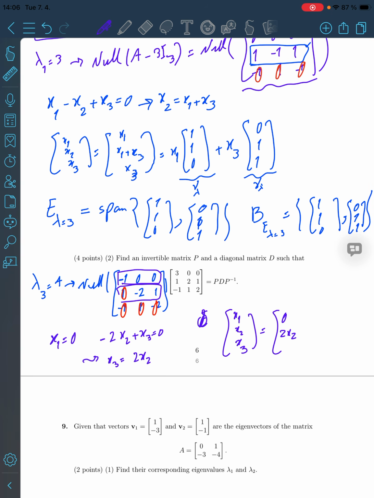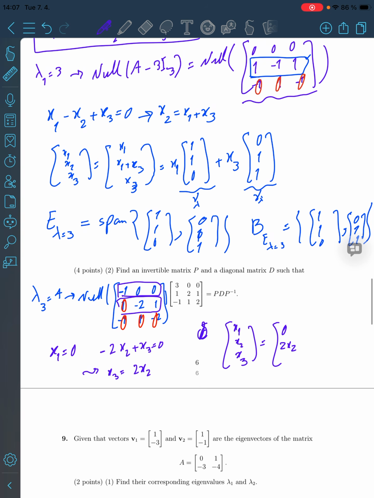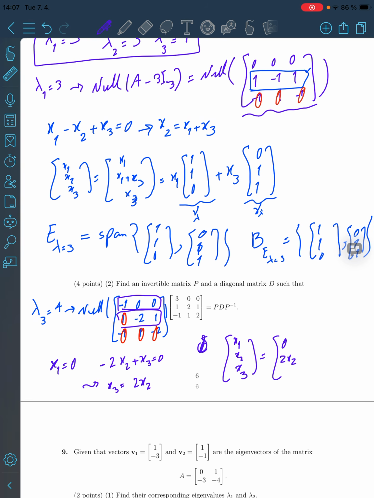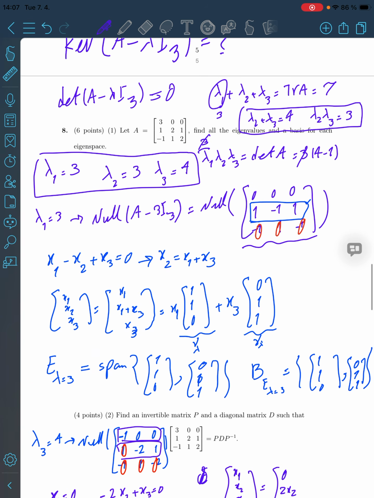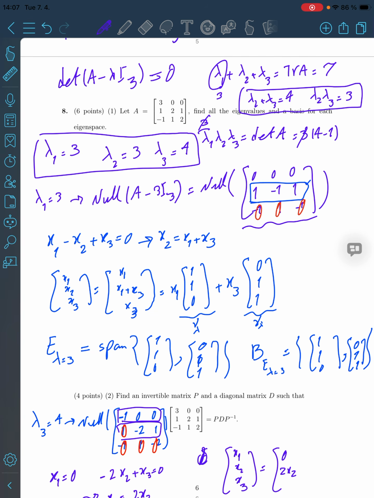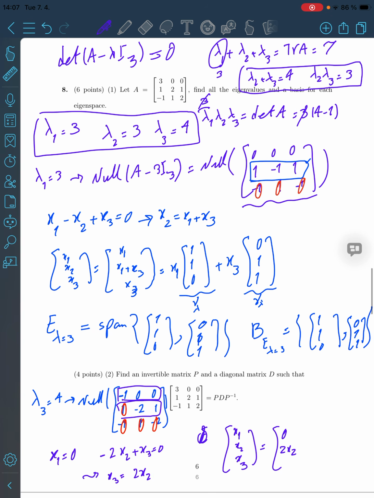Okay, wait. I think I made a mistake somewhere. Let me check my solution. If lambda is equal to 4, therefore here I have negative 1, 0, 0. Sorry, I'm just checking my answer to see whether everything is correct. So negative 2.